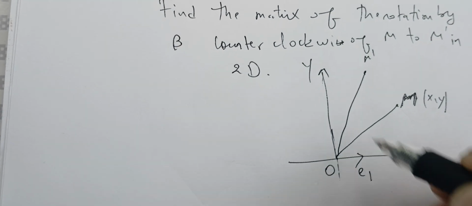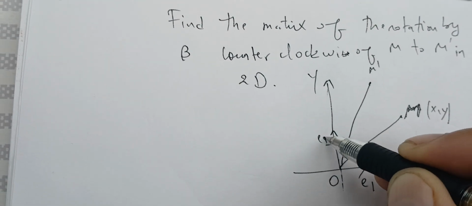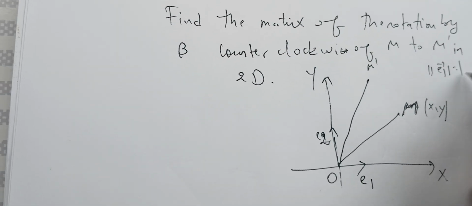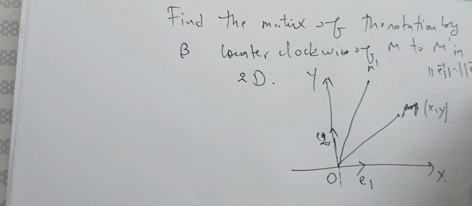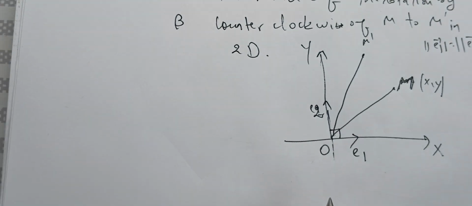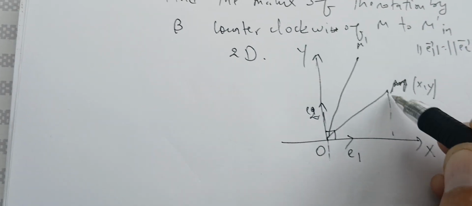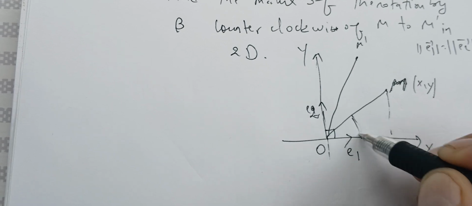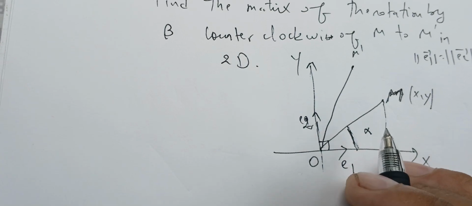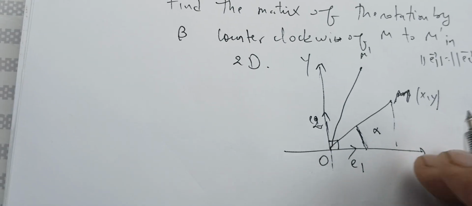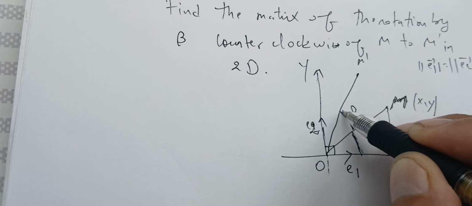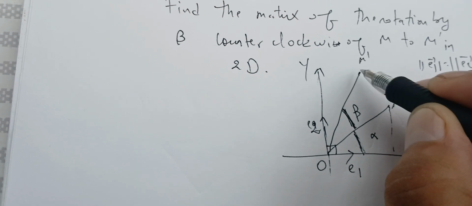Here we have some E1 and E2 that are unit vectors. That means the norm of E1 is equal to the norm of E2 is equal to 1, and we have a 90-degree angle here. We assume that M makes an alpha with the x-axis, and here we have the beta that M rotated by to get into M prime.